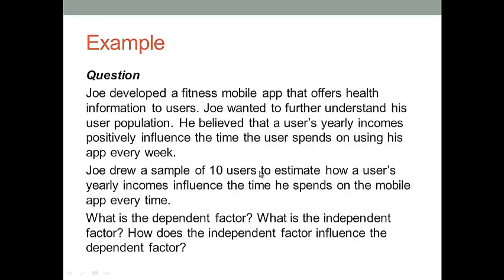Because we believe that the user's yearly incomes will influence the time he spends on our mobile app. So we want to use the user's yearly income to predict how long he will spend on the mobile app every week. The independent factor in this case should be the user's yearly incomes. The dependent factor should be the time the user spends on our mobile app every week. After Joe identifies the independent factor and the dependent factor, he drew a sample of 10 users.